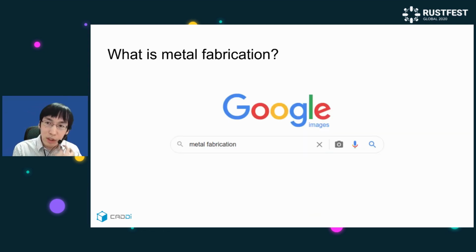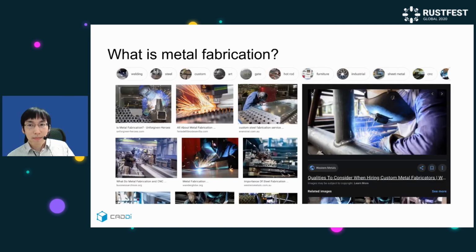So I did what anybody would do and asked Google image search what metal fabrication was. As you can see, a lot of metal and lots of sparks. On the right here, we see a welder. This is a process known as welding, where metal parts are melted to form one solid block.